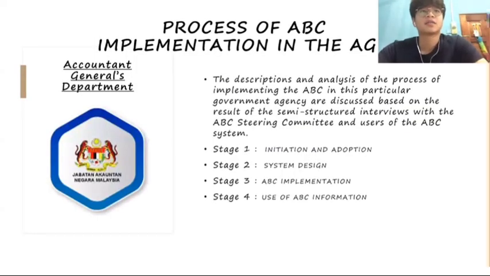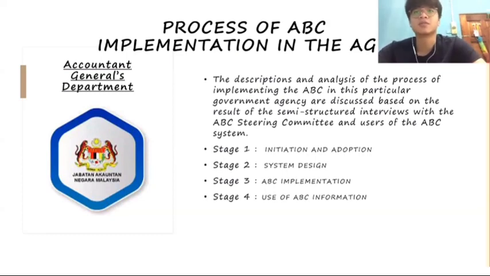Okay, I will discuss the process for ABC implementation in the AGD. The description and analysis of the process of implementing the ABC in this particular government agency are discussed based on the result of the semi-structured interviews with the ABC steering committee and users of ABC system. We have 4 stages in ABC implementation. First stage is initiation of adoption.